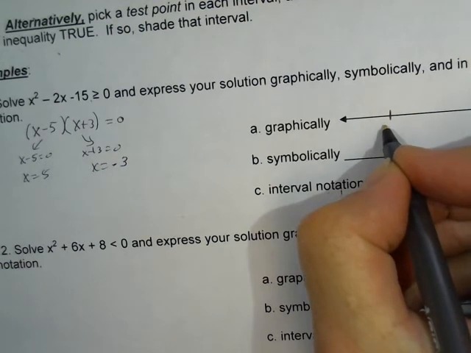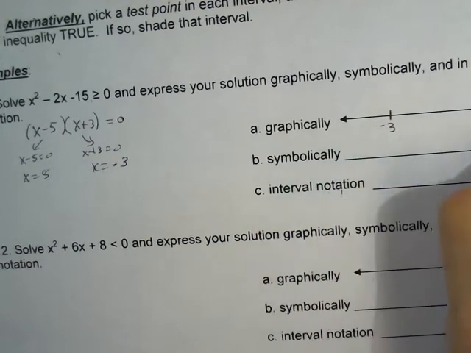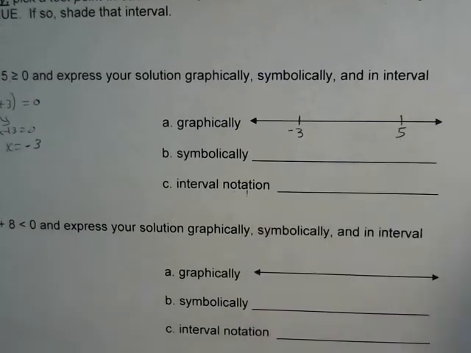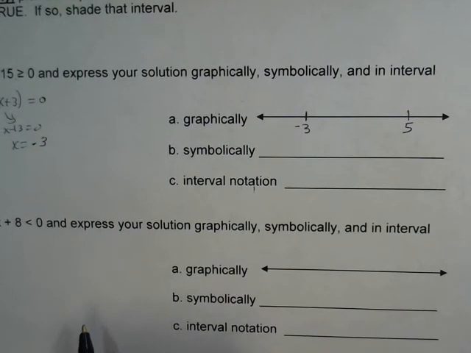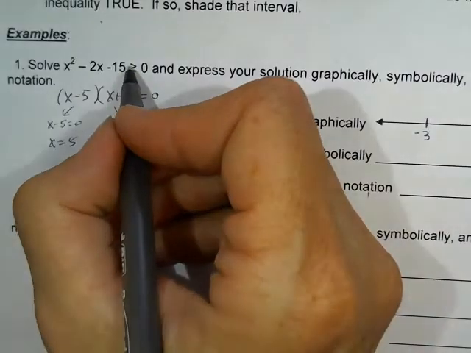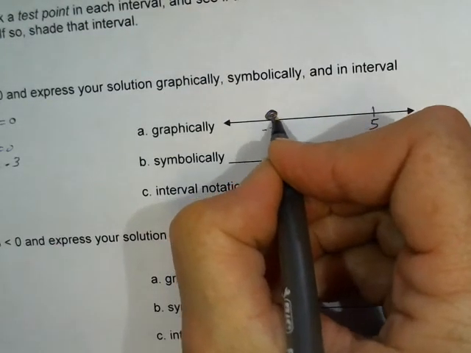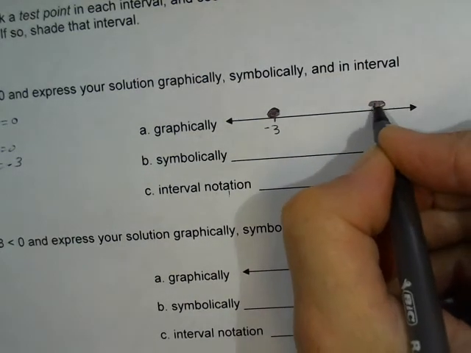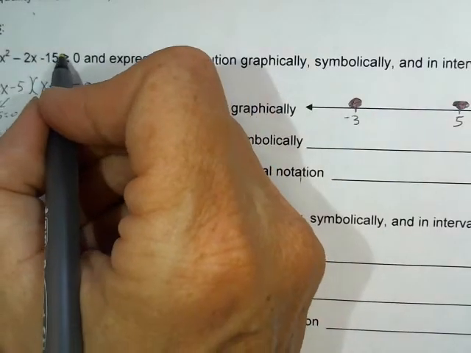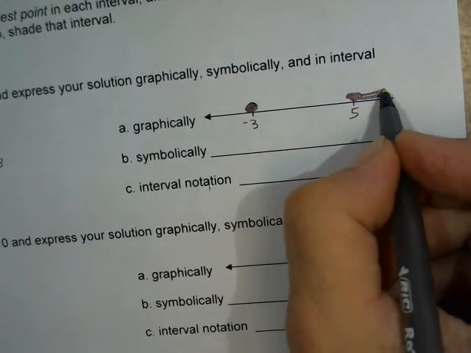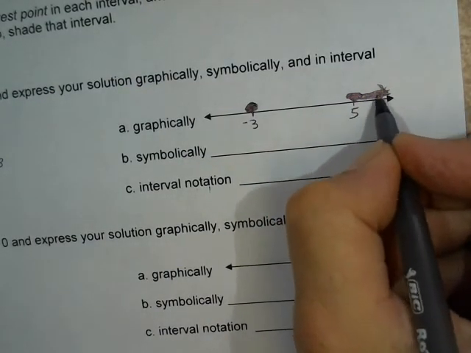So you have a negative 3 and you have a positive 5. Mark those on the number line first. And then we're going to have filled in circles because this is greater than or equal to. So just fill those circles in. And then because the original problem is a greater than, you're going to shade to the outside.